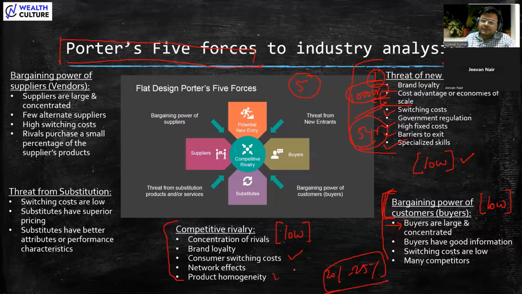There will be very little product homogeneity. So, for example, you are selling cement, I am selling cement. There is no difference between your cement and my cement. Then the competitive rivalry will be high. But if for some reason I have differentiated my cement versus your cement, then the competitive rivalry will come down. Right? So again, this is a very important element. If there are too many players, we as investors want to stay away from that segment.